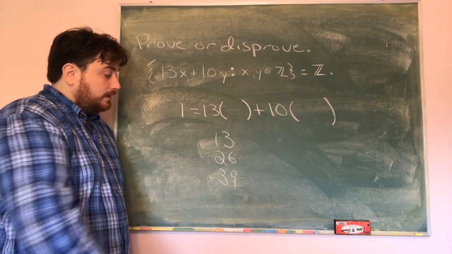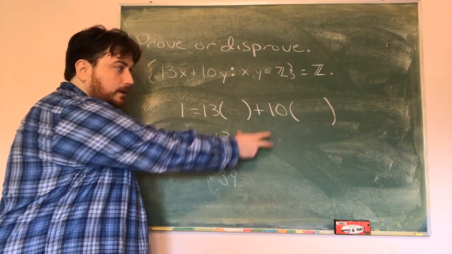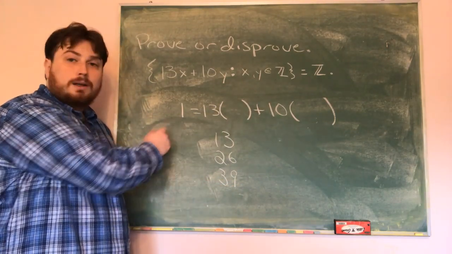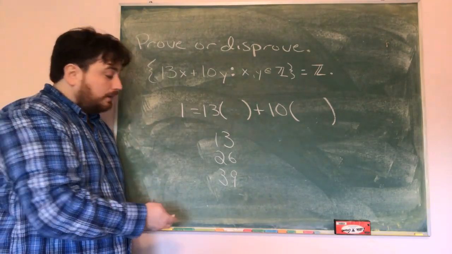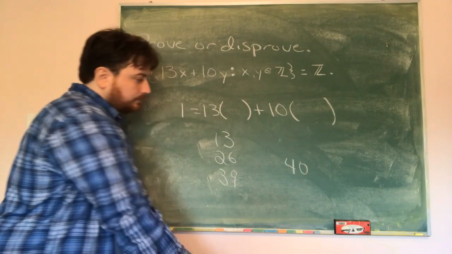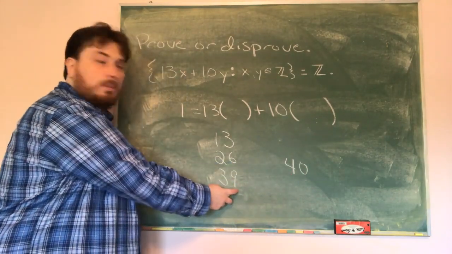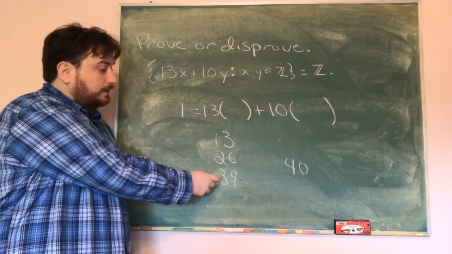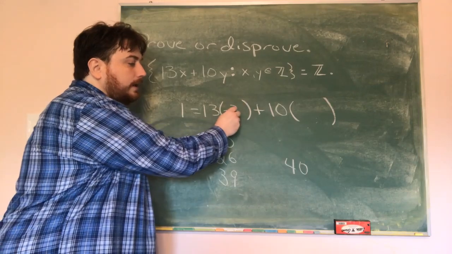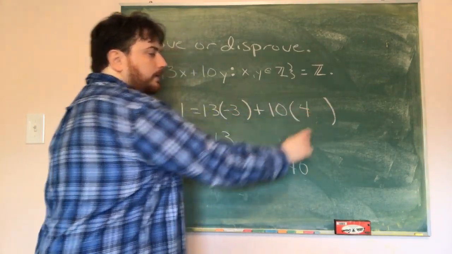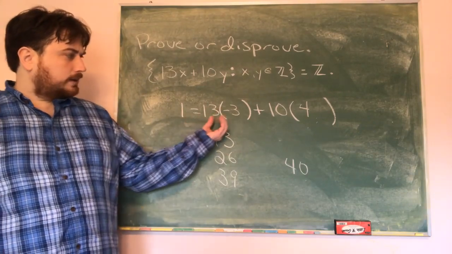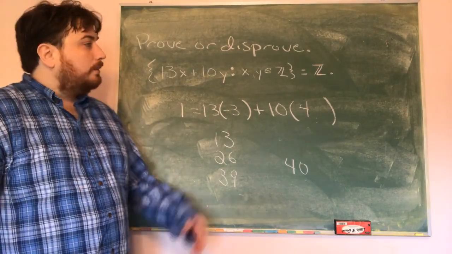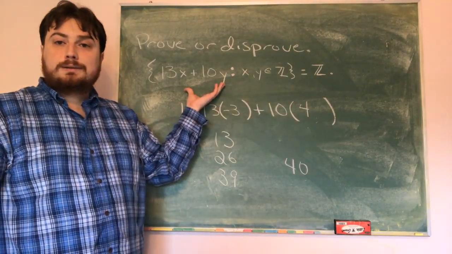So I want to use 39 here, and 40 is the one I'm going to be 1 off from. I want to combine those together so that I can get out 1. Taking 40 minus 39 gives me 1. Since 13 times 3 was 39, I use 13 times negative 3, and 10 times 4 is 40. So I can write 1 as 13 times negative 3 plus 10 times 4, so I do indeed get that 1 is an element of this set.